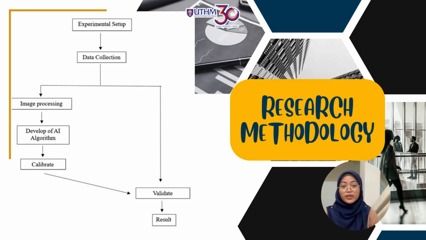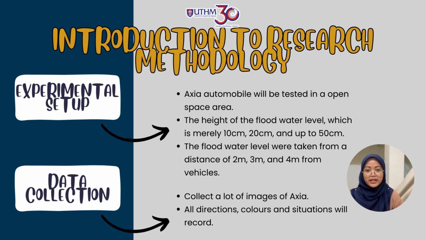Thank you, Iely. I will go on to chapter 3, which covers research methodology. For the experimental setup, we will use an AISYAH automobile in an open space area with a cardboard. The cardboard will represent the height level of the flood. On the cardboard, we will use tape to indicate the height of the flood water level, which is 10 cm, 20 cm, and up to 50 cm.